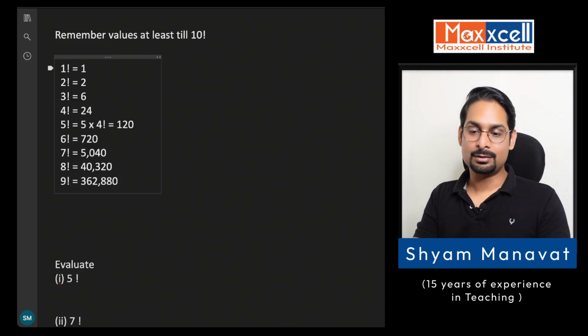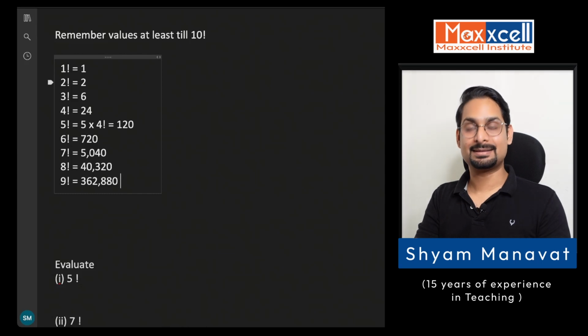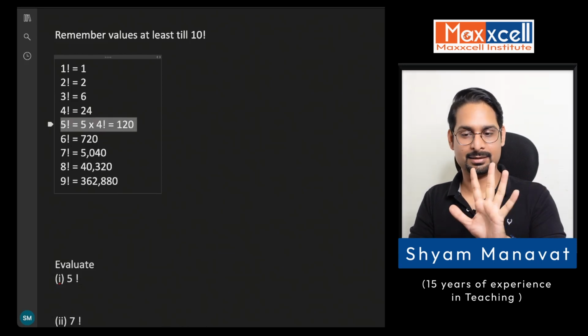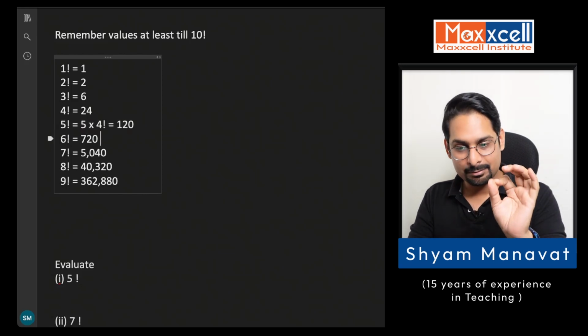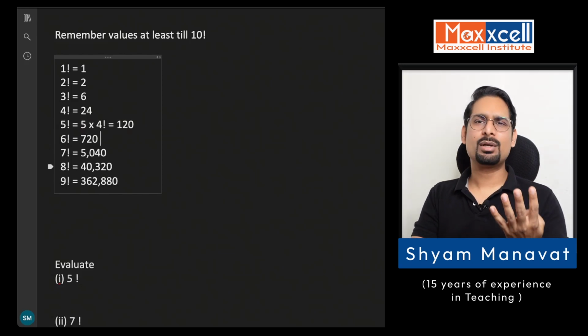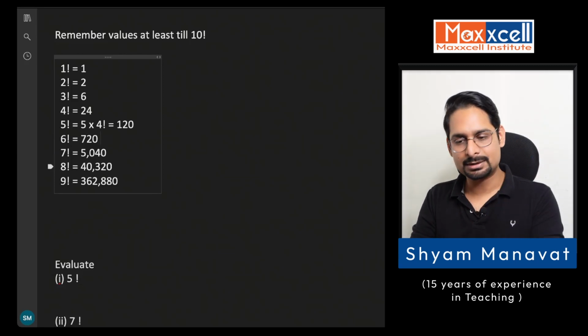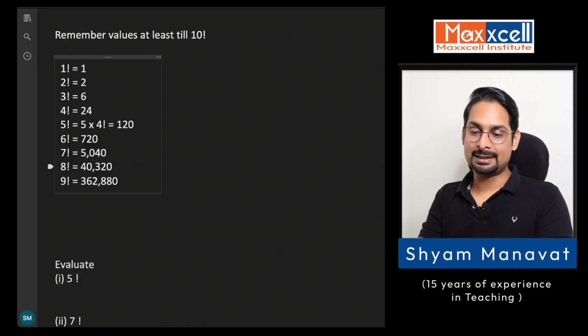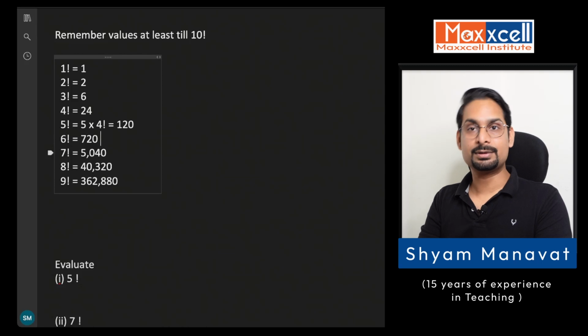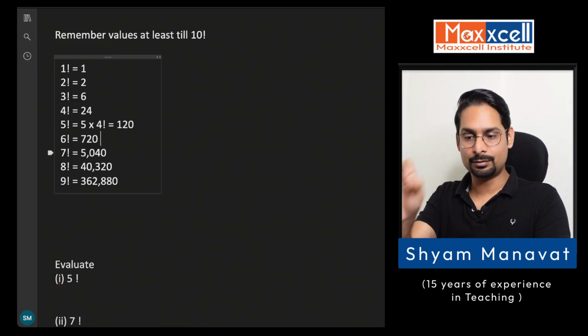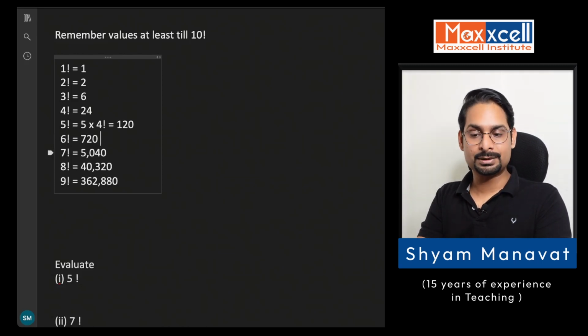1 factorial is 1, 2 factorial is 2, 3 factorial is 6, 4 factorial is 24, 5 factorial is 120. So I'm sure till here you must be clear and it's easy to remember. The difficulty will be with these 4 numbers, but there are only 4 numbers here. I'm sure you can put in a little bit of effort to remember these numbers. So 6 factorial is 720, 7 factorial is 5040. Let's remember it this way, 5040. 8 factorial is 40320.